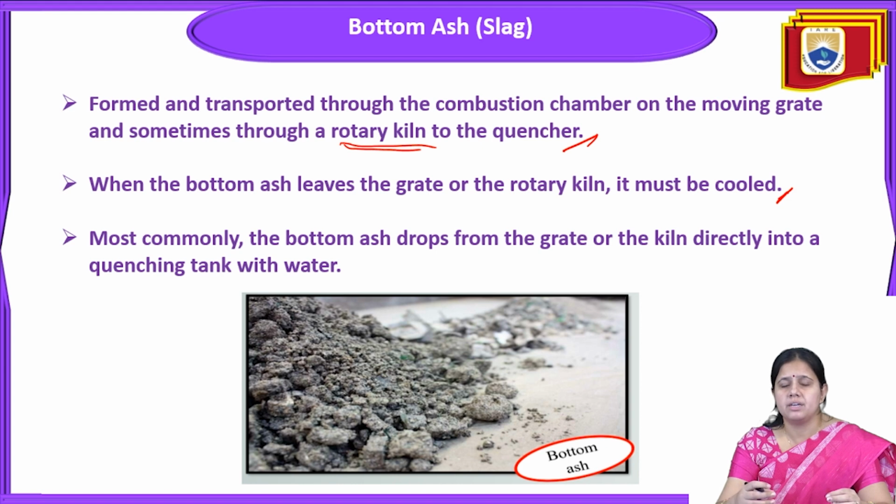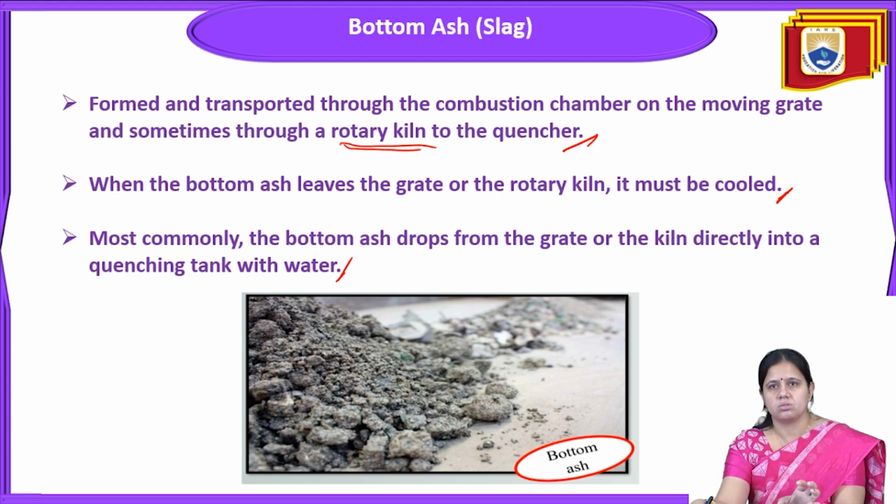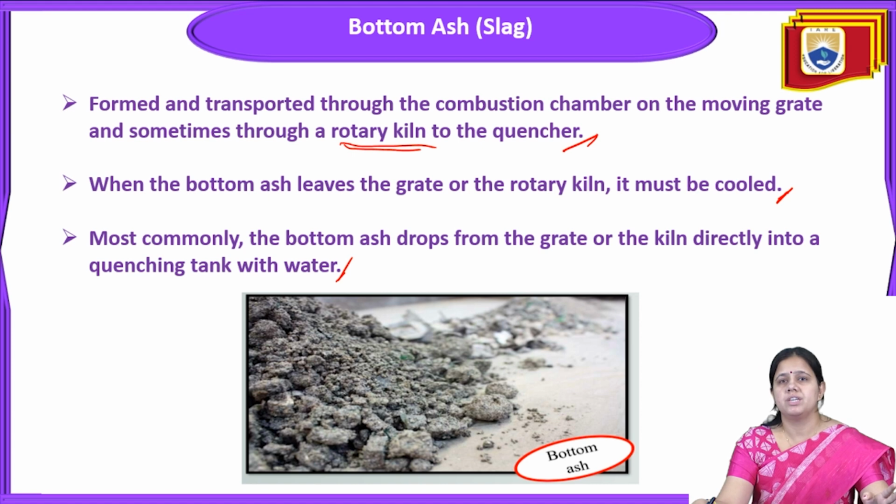So this is the fate of bottom ash, which is also called slag. It is mostly formed and transported through the combustion chamber on the moving grate and sometimes through the rotary kiln and the quencher. When the bottom ash leaves the grate or the rotary kiln, it must be cooled down.